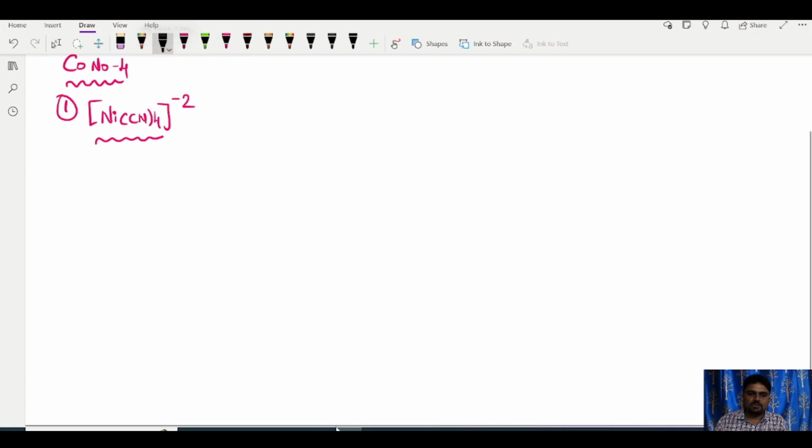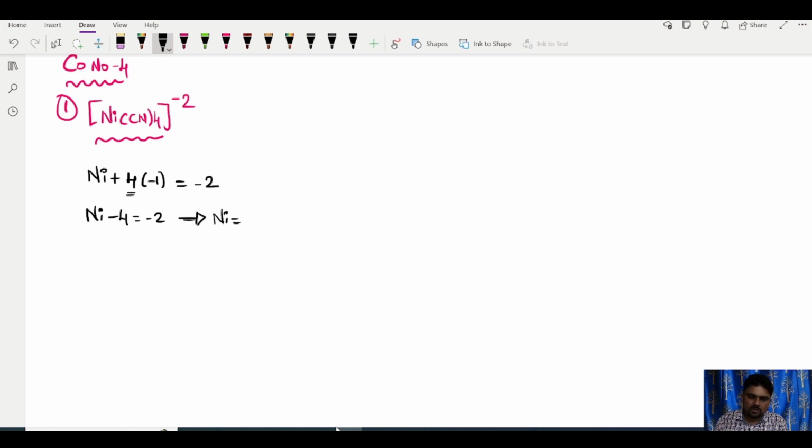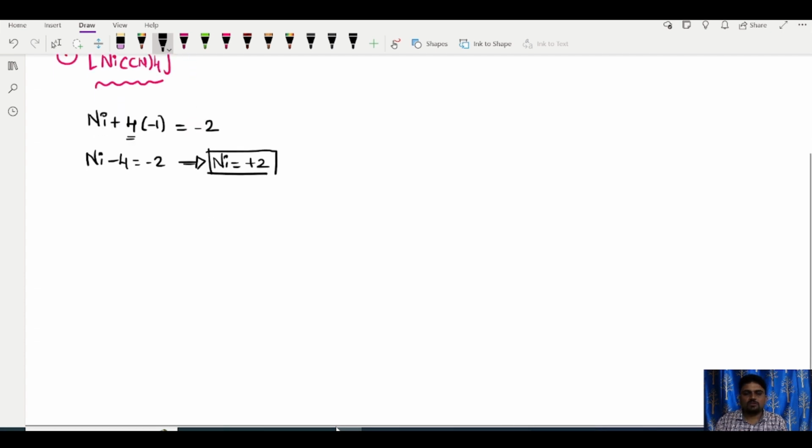So the first thing you have to do is identify the oxidation state present on nickel. Nickel plus, there are 4 cyanide ions, each one having -1 charge. It is a monodentate negative ligand. So -1 charge on the cyanide, and 4 cyanides are there. We have to equalize the charge: nickel plus 4 times -1 is equal to -2. From this you will get nickel equal to +2 oxidation state. So the nickel will have +2 oxidation state here.